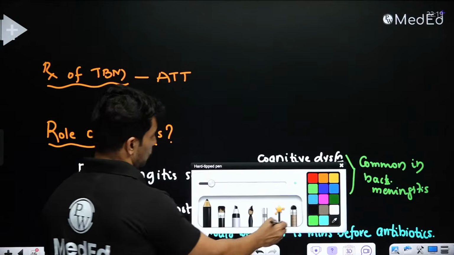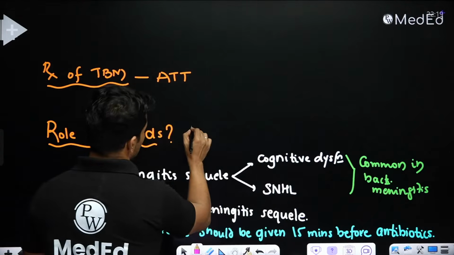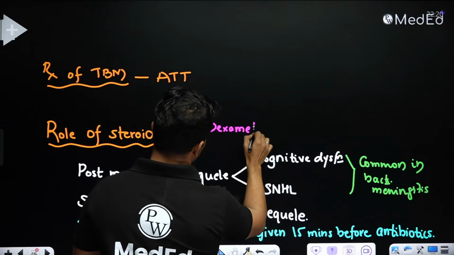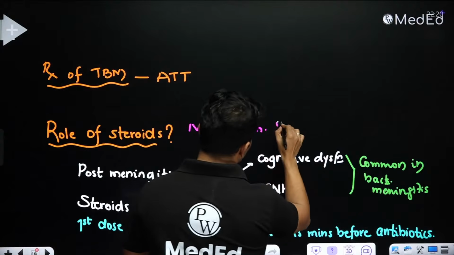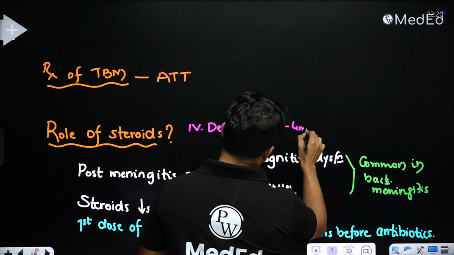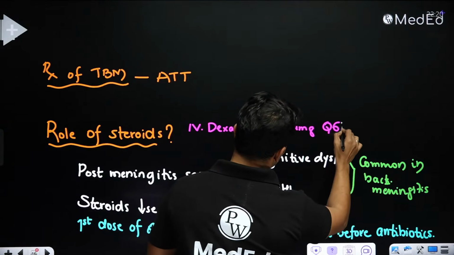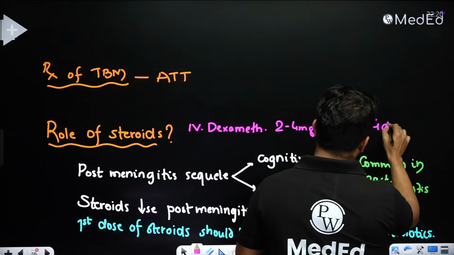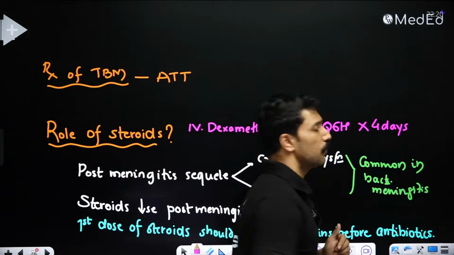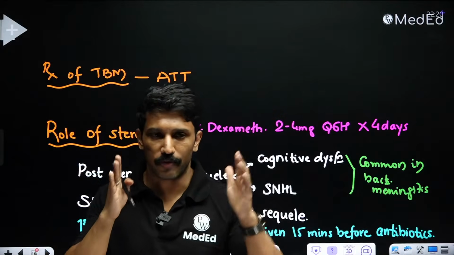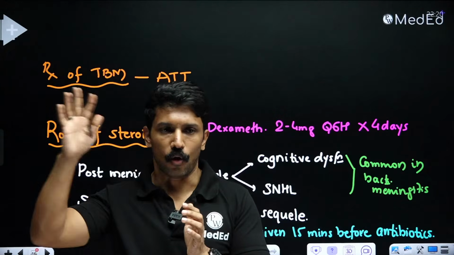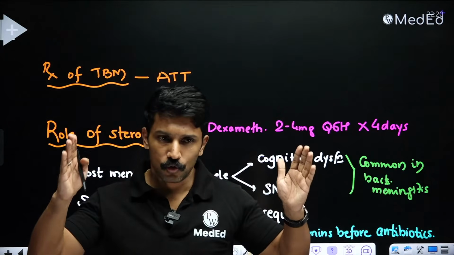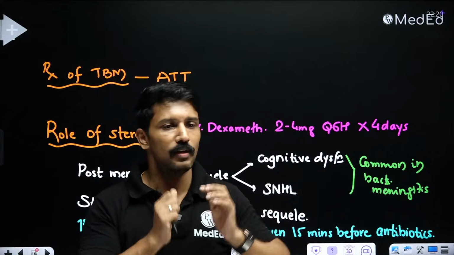And what is the steroid of choice that we are talking about here? It is going to be IV dexamethasone, right? 2 to 4 milligrams every 6th hourly for 4 days. That means we are giving antibiotics for 10 to 14 days. We are not continuing steroids for all 10 to 14 days. We are giving it for only initial 4 days, not beyond that. Clear? And antibiotic goes for 10 to 14 days, steroid for only initial 4 days.